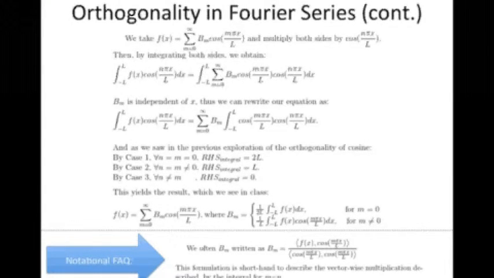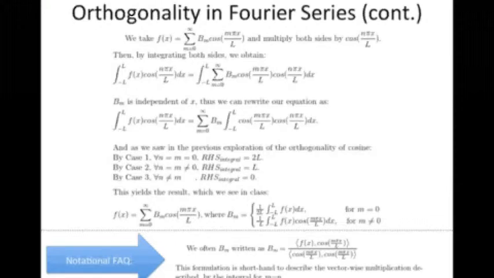So by rearranging and reordering terms, we actually can solve for the coefficient b sub m. And it has two different formulations. For m equals 0, we are left with 1 over 2L, the integral from negative L to L of f of x dx. And for m does not equal 0, we're left with 1 over L, the integral from negative L to L of f of x cosine m pi x over L.